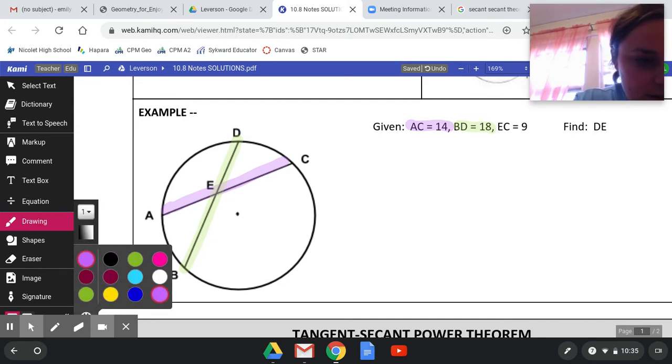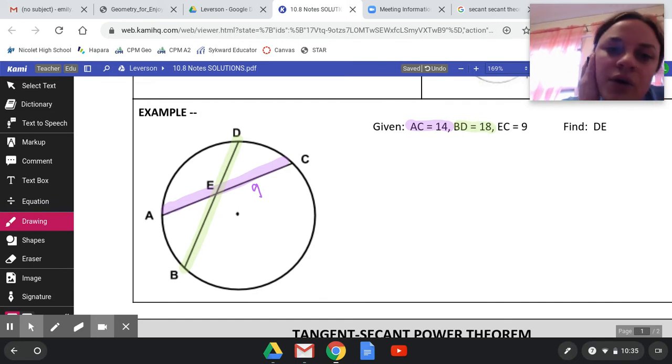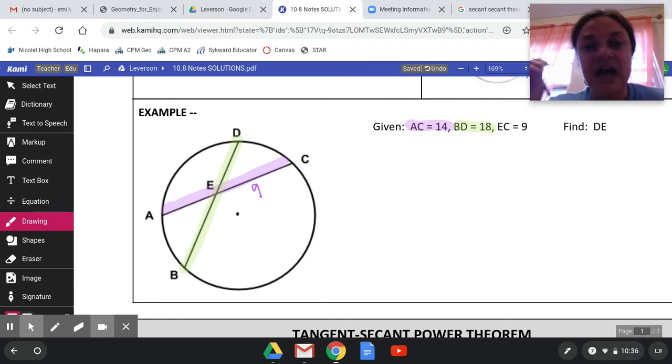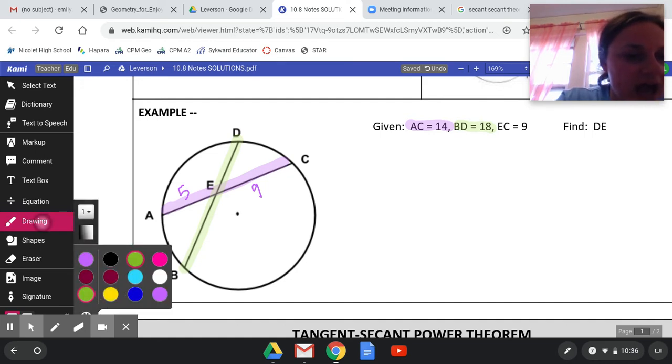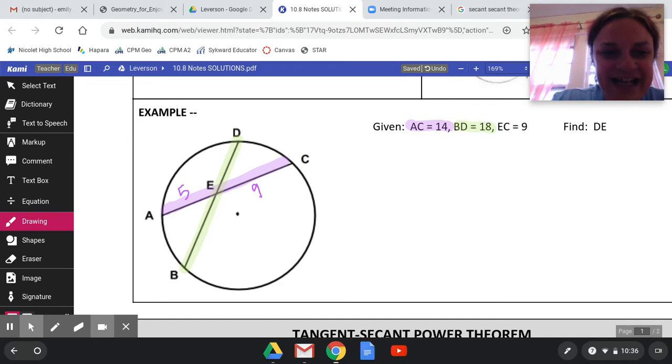So just this portion over here is 9, which, since the entire segment is 14, means AE must be 14 minus 9, which is 5. For this other one, I am looking for DE, so I'm going to call DE X. The entire length of BD is 18, so to determine just the length of BE, I'm going to take 18 minus X, just like what I did to determine that 5.